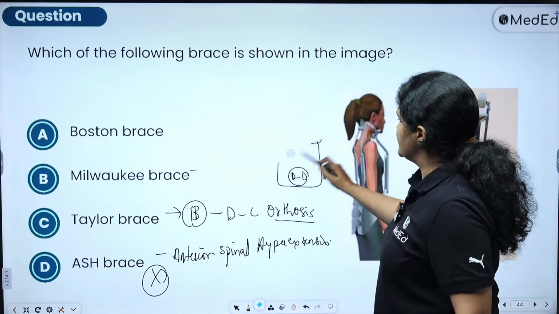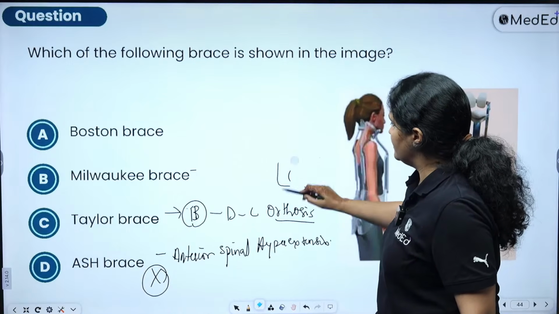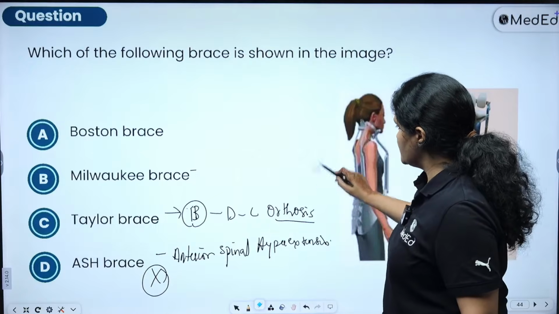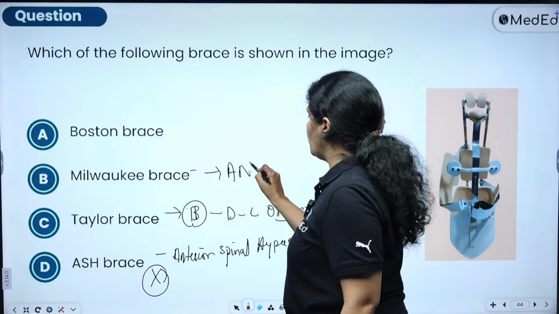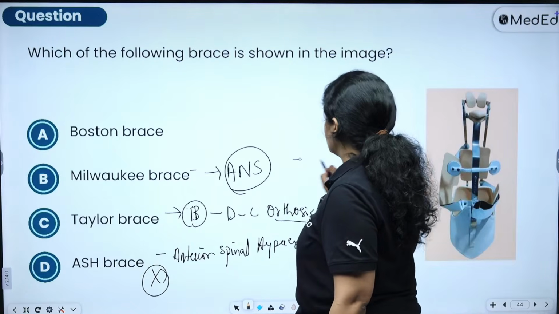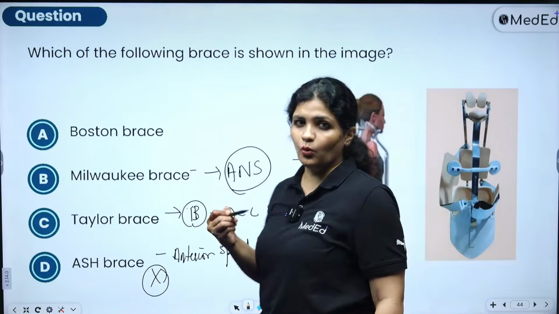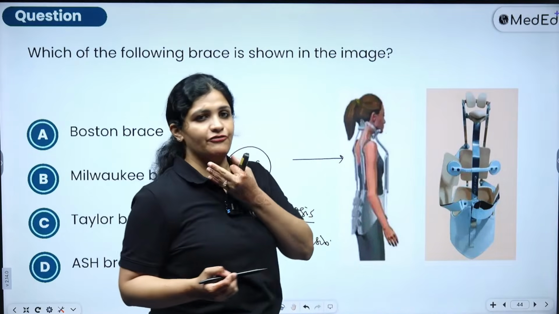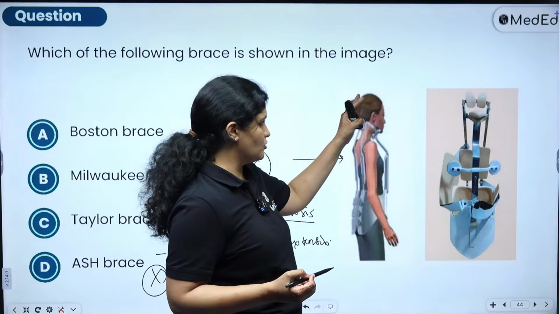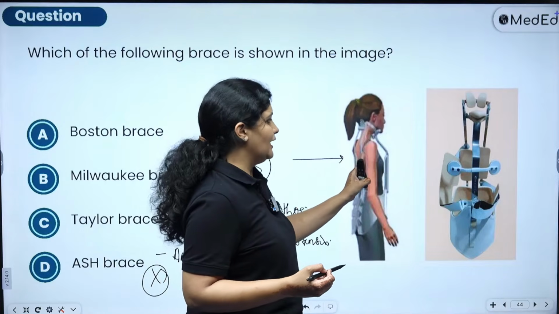So this is called the Milwaukee brace, and the answer here is the Milwaukee brace. What is a Milwaukee brace? It is used for scoliosis, supporting your occiput at the back and your mandible, the chin, in the front. So it acts as an orthosis for your cervical and thoracic spine, right?